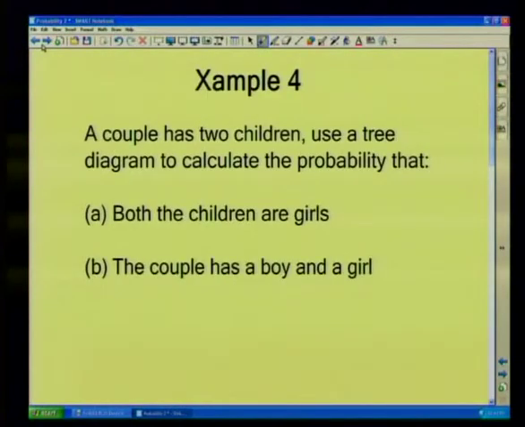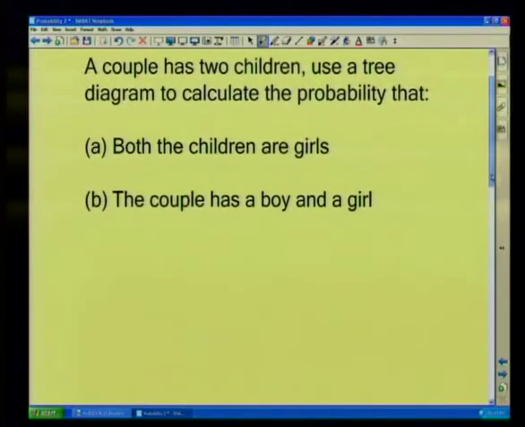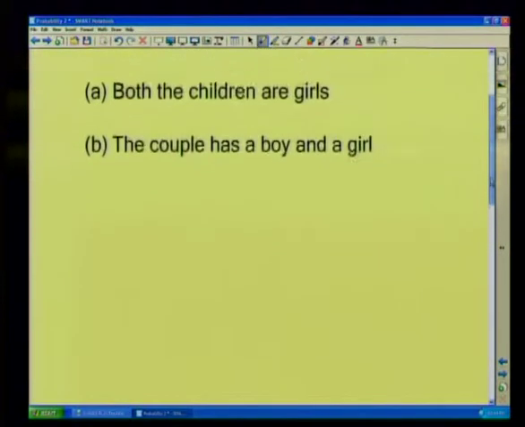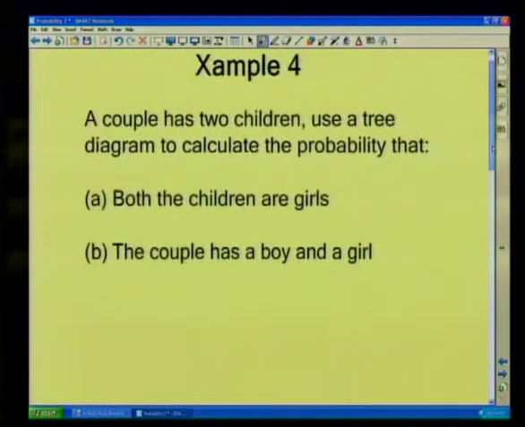Right, let's look at example 4. A couple has 2 children. Use a tree diagram to calculate the probability that both children are girls and that the couple has a boy and a girl. Okay, so they say use a tree diagram, but there's no tree diagram here, so that means that it's up to you to actually draw that tree diagram. So let's have a look.